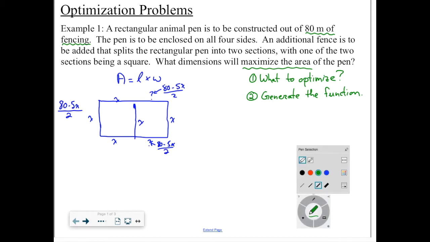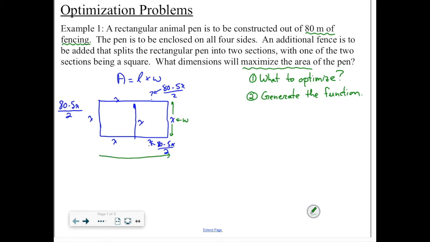Well, again, that's not so bad. I can see right here, here's the width, right there. The width is just the x. That's easy enough. The length is this distance right across here. The length is going to be these 2 sections added together, the x plus (80 minus 5x) over 2. We'll simplify this a little bit.